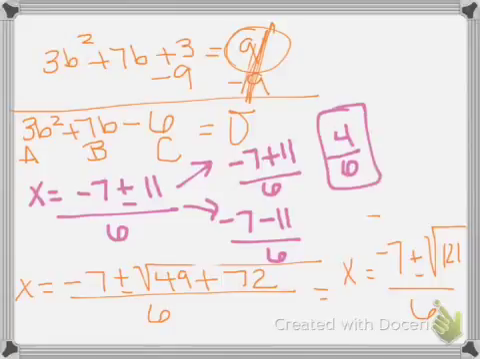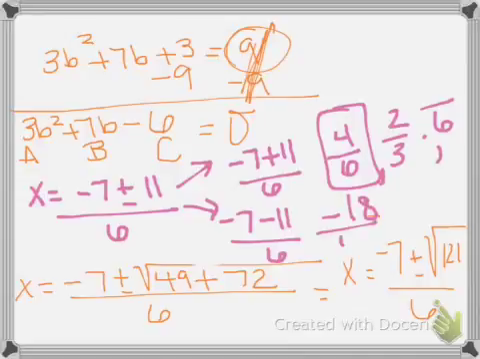4/6 will be fine. You can make it a decimal or 2/3. Either way, any of these answers will suffice. And then you have negative 7 minus 11, that's negative 18, over 6, which is negative 3. So your two answers are 4/6 or negative 3.